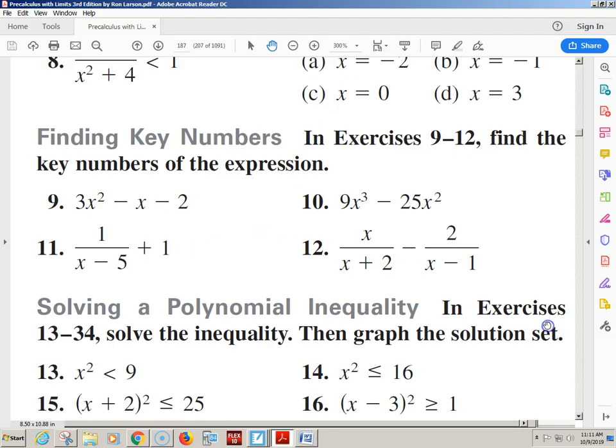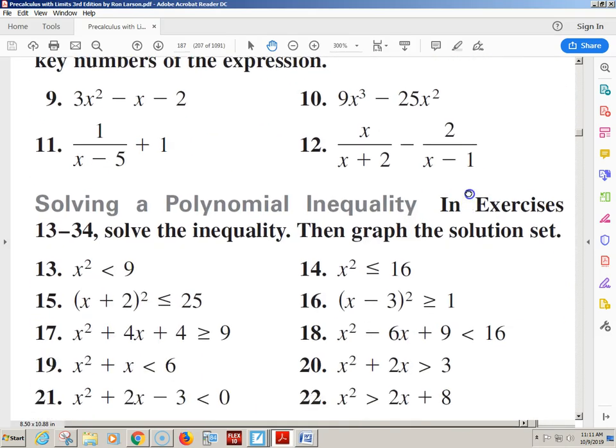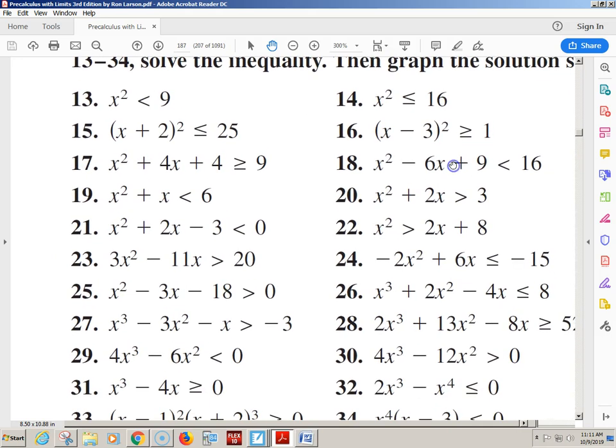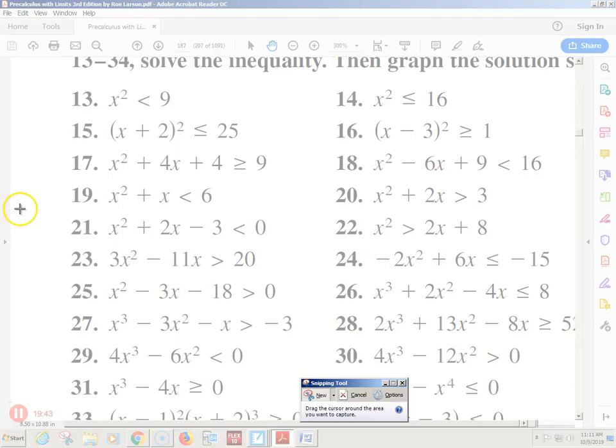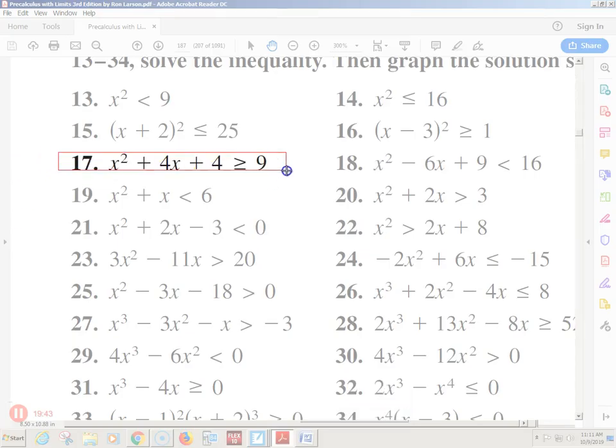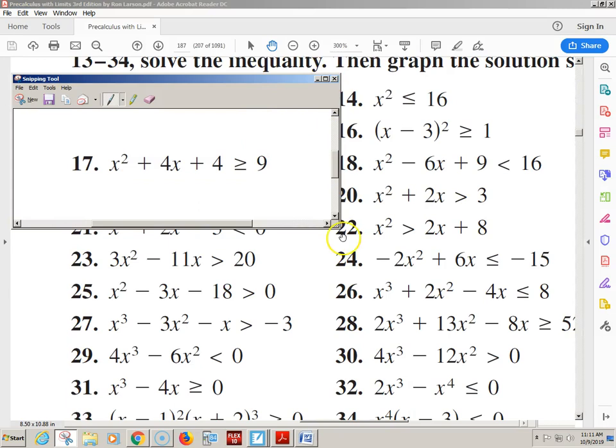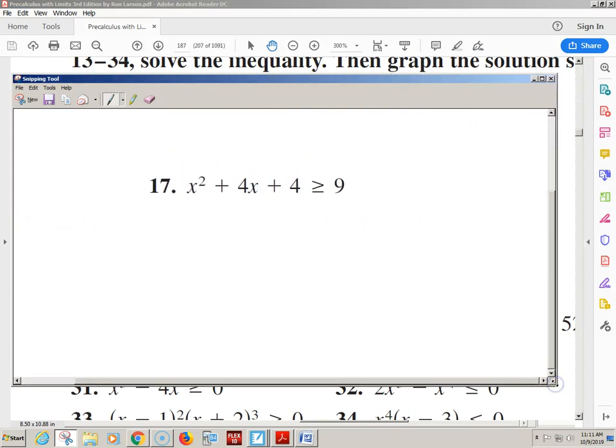Is there anything else from section 2.7 you guys wanted to say? 17. Okay, that was an actual solving. You have a couple options on 17 for the key numbers. The problem is, well, actually, I guess maybe not so many options.